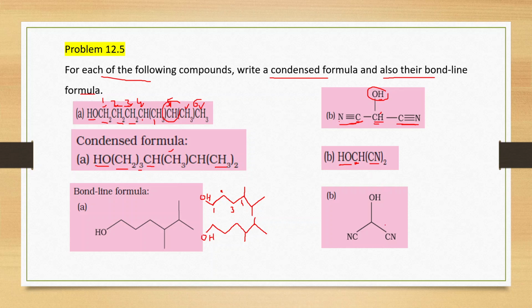The same case for this central dot, this junction represents the carbon, and to this carbon 3 groups are attached. One is OH and 2 are CN. So this is CN and this is CN.